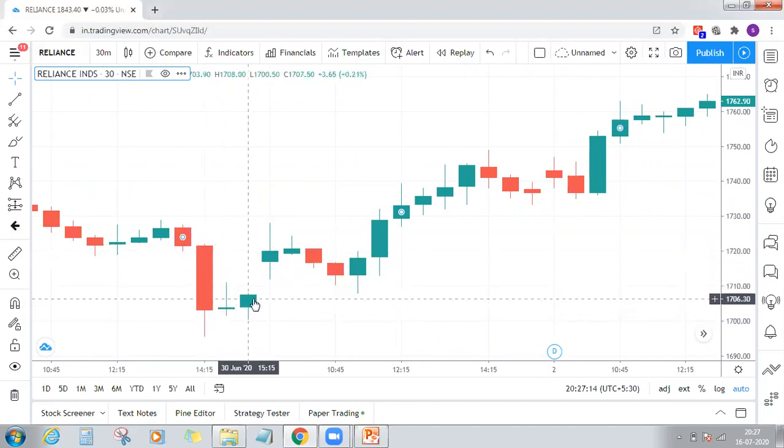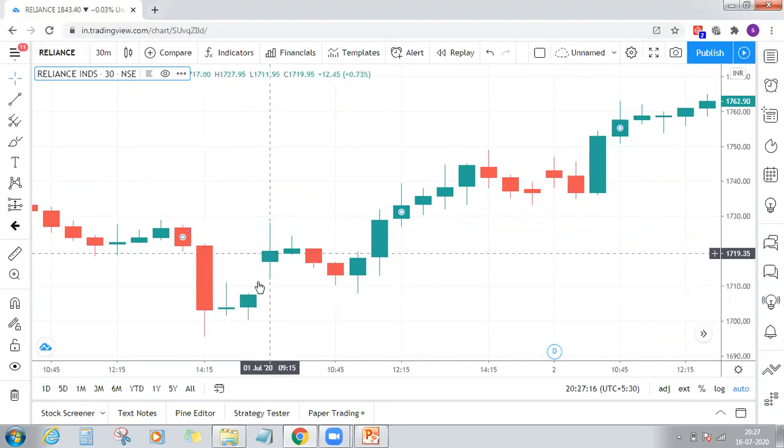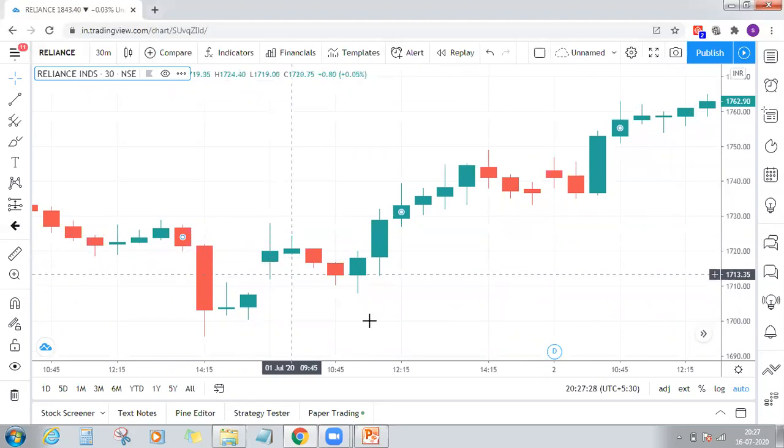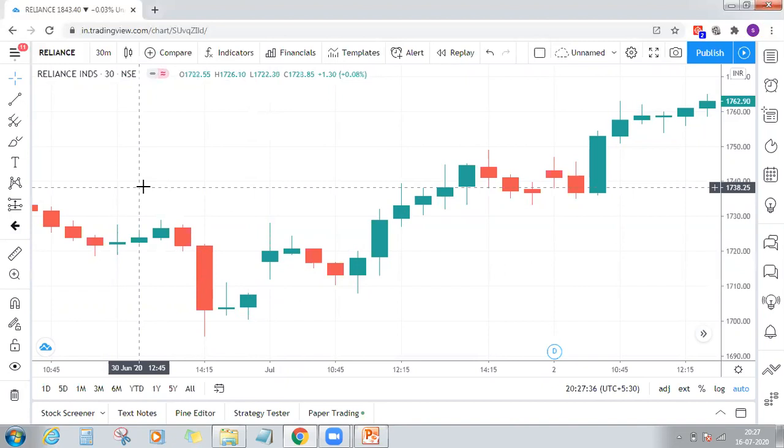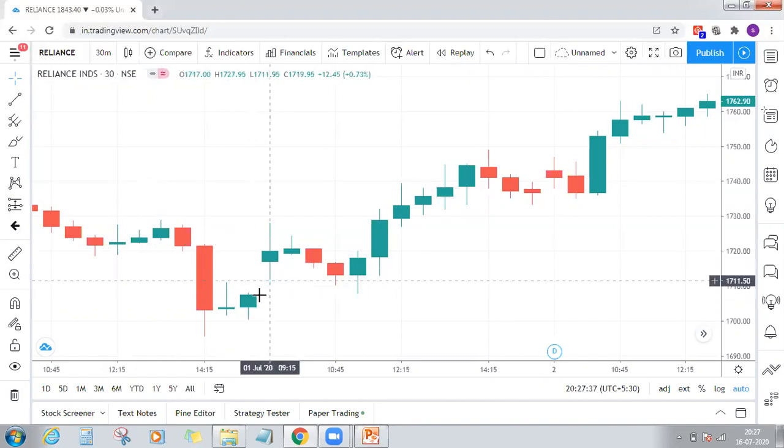So next day it tried to fight. Again the next day the price opened gap up and even on this day also it tried to fight. So finally it won the fight on this particular day, 1st July 9:15, the first 30-minute candle of 1st July. Because of this gap up opening, all those bulls who had bought aggressively in this particular zone were able to protect their price.